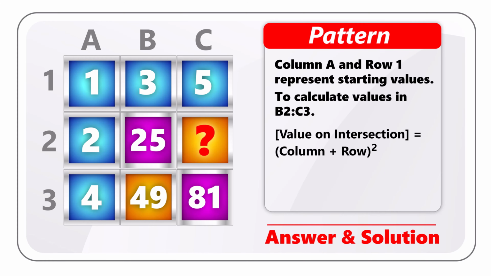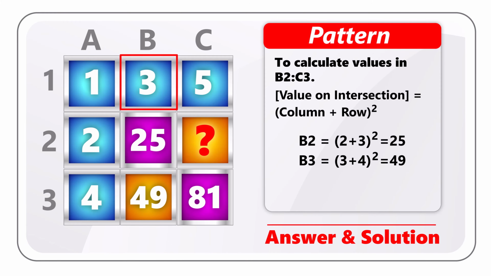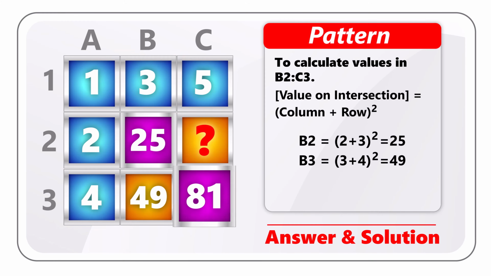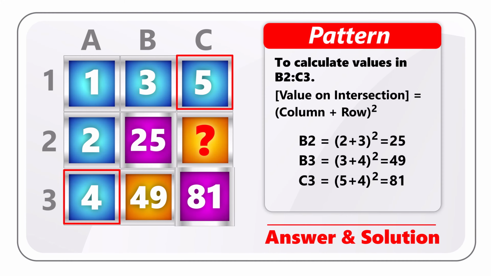Let's look at the examples. Value B2 is calculated as the sum of 2 plus 3, which is 5, squared, which equals 25. The value in cell B3 is calculated as 3 plus 4 squared, which is 49. And the value in the cell C3 is calculated as 5 plus 4 squared, which equals 9 squared, which equals 81. Let me give you a tip on how you can solve these types of challenges on your own.